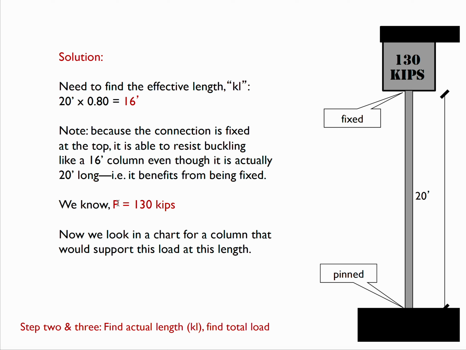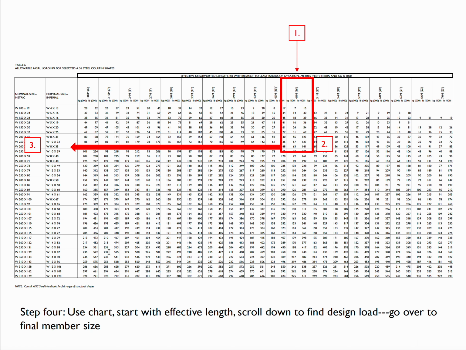We also know P, the load acting on it, is 130 kips. So now all we have to do is look for a chart to find out what type of column size would support this load. It's this easy. We find its 16-foot effective length. We come down here. These are in kips. So 1, you find its height. 2, you find its allowable load. 3, you project over, and you find the allowable size.